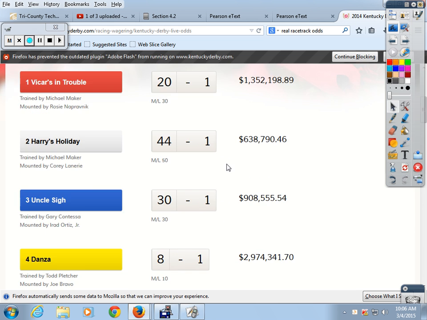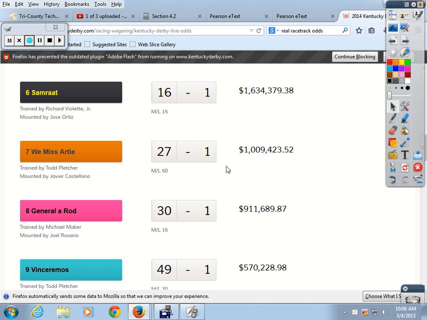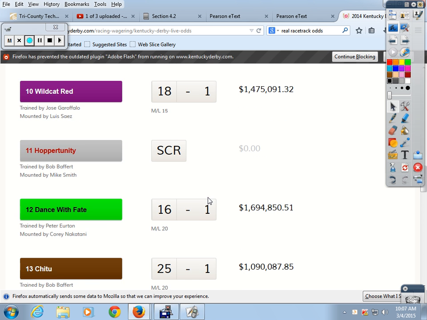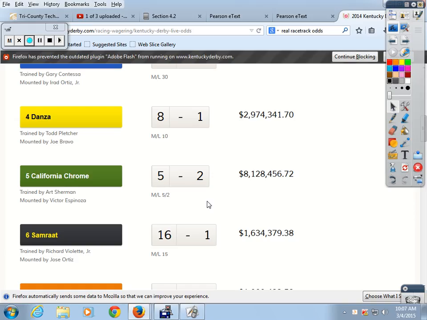And then if you bet on this horse, let's bet on that 4-1, 6-1. If you bet $1,000 on this horse, what are you gonna win? $6,000. But if you bet on California Chrome, you're gonna win $2,500. Not much of a payoff, is it?